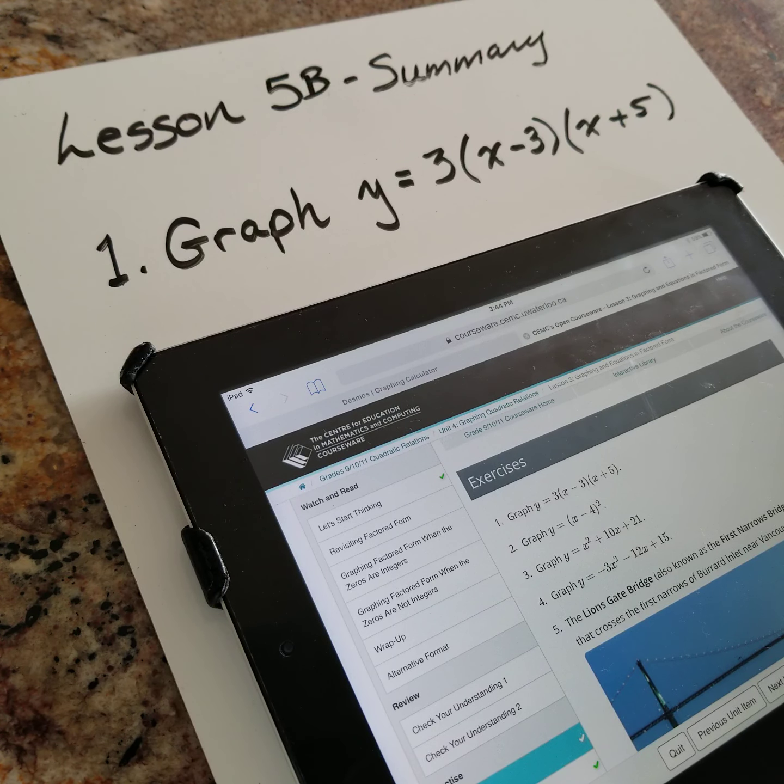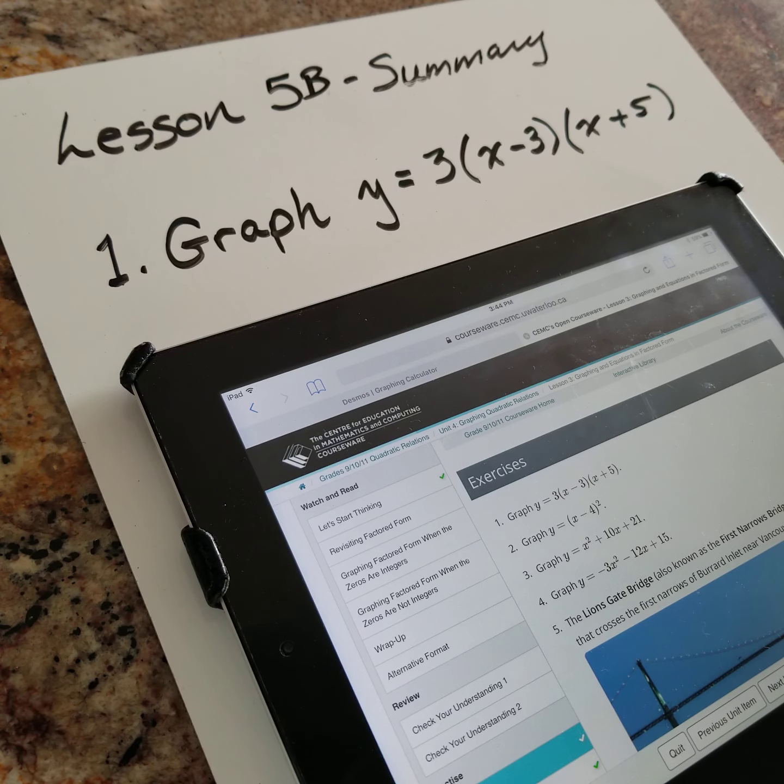Hi guys, I'm going to do lesson 5B for the summary. This is to help you with your assignment. I'm going to do the two questions that they didn't provide you solutions for. They also gave you pictures of the graph. I'll guide you through how they got those points.